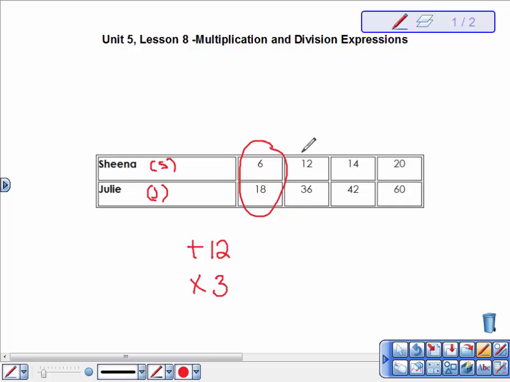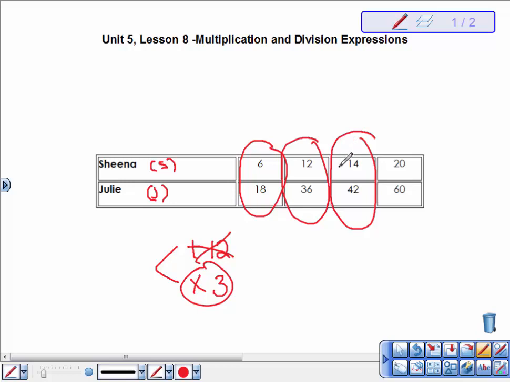So now what I want to do is look at the next set of numbers. I want to see which one of these rules works for my second set of numbers. So if I start with 12, if I add 12, do I end up with 36? No. If I add 12, I get 24. So this probably isn't the rule. So let's check multiply by 3. If I start with 12, do I end up with 36 if I multiply by 3? Yes. So we think this is our rule, but remember, we always double check with a third set of numbers.